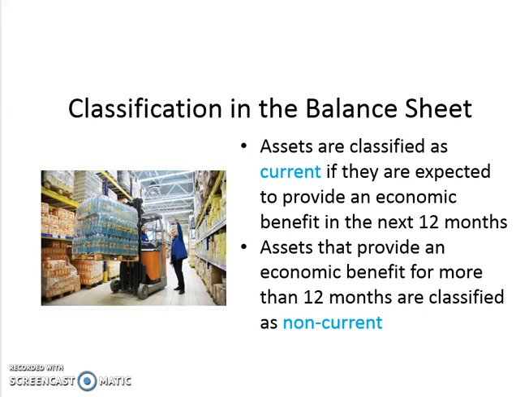So assets can be classified as current if they're expected to provide an economic benefit in the next 12 months. The types of assets which are current assets are debtors. For instance, if we sell our goods on credit, we don't want to wait beyond 12 months, certainly, before our customers have to pay us. We expect that we will receive that in the short term.